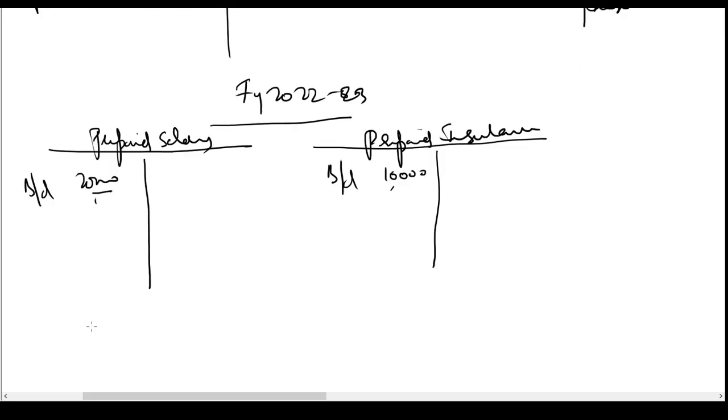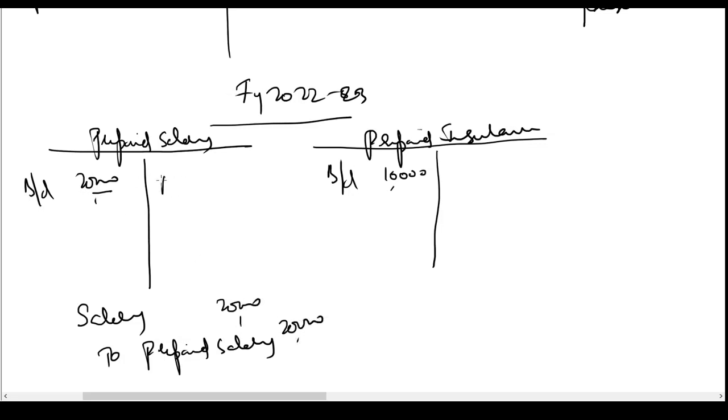So next year when we adjust this prepaid salary, we'll pass the entry: salary account debit to prepaid salary. It becomes an expense because they have provided their services to us. By salary 20,000, this account will get closed.